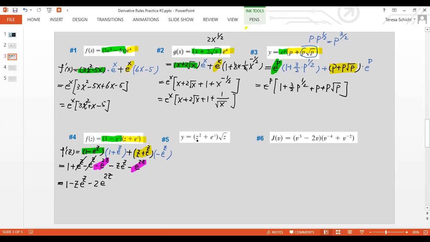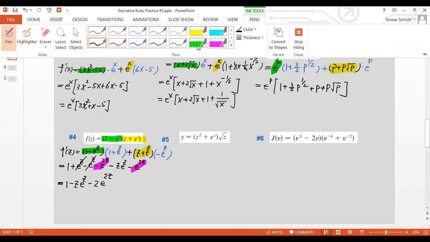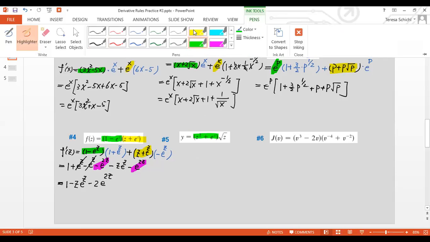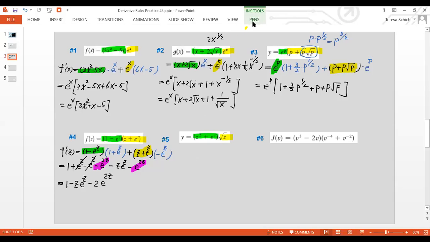Okay. So now let's take a look at number 5 here. So for number 5, we have these ones here, right? Okay, so let's do it one more time. So what will y prime be? The y prime will be, hold the first one, so it's z squared plus e^z, hold the first one, not change, all right? Then take the derivative of the second one.